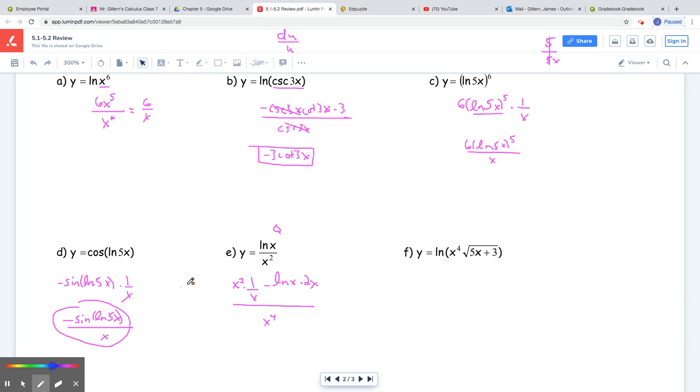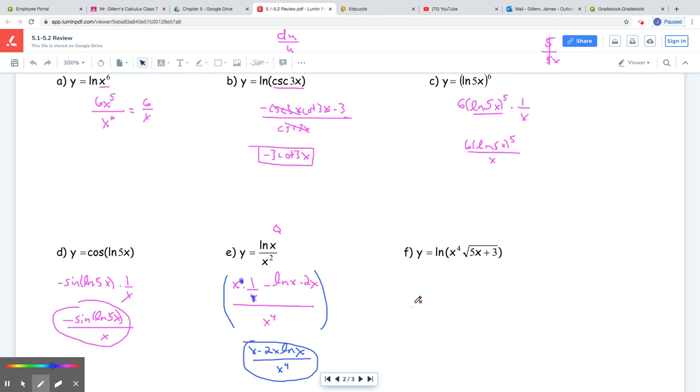Just to save something here, I don't want this complex fraction. Oh, actually, I don't have a complex fraction. This is great because this cancels, and that just becomes x. So my answer is x minus 2x ln x all over x to the 4th. And there's your answer. Now, if it wouldn't cancel here, what you would do is just multiply everything by x. That would have gotten rid of that, but no need.